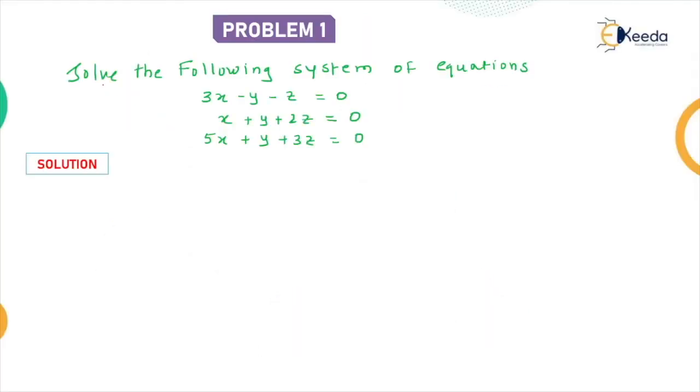So problem number one: solve the following system of equations. 3x minus y minus z equal to 0, x plus y plus 2z equal to 0, 5x plus y plus 3z equal to 0 be the given system of equations. You observe that in this given system of equations, the RHS is totally 0. Hence, the given system is of the type homogeneous system of equations.